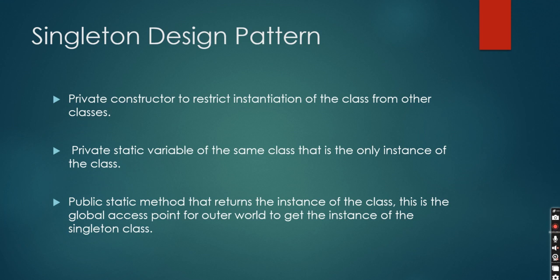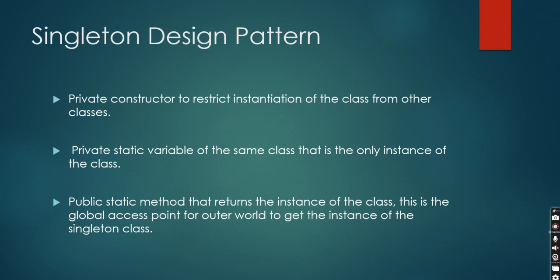Another one is that we have a private static variable of the same class, which is the only instance of the class. So we will create the static reference variable of that particular class. And the third one, we will create a static method that will return the instance of our class only when the instance or object is not available for that class.